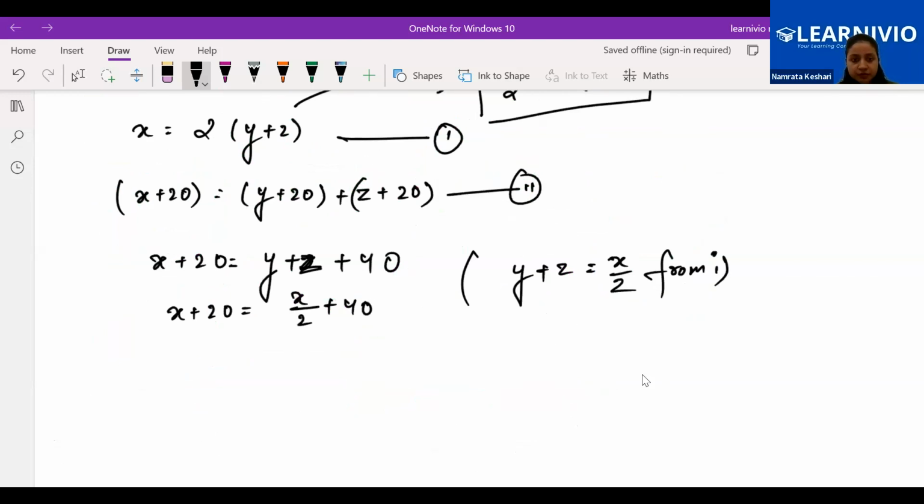Ma'am, the age of the father is 40 years. Yes, ma'am, everyone is getting the same. Please check it. Are you getting the same? Everyone getting the father's age as 40 years?